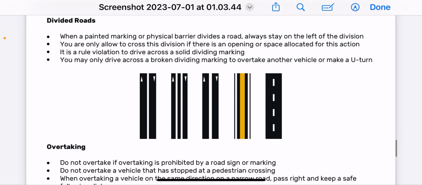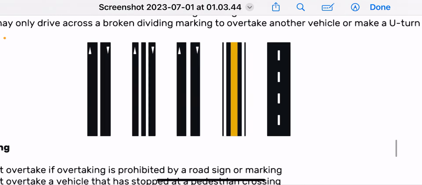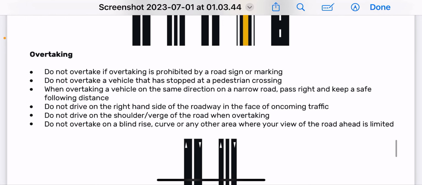So there are your markings, right? And then the rules with regards to overtaking. Do not overtake if overtaking is prohibited by a road sign or marking. If overtaking is prohibited by a road sign or marking, do not overtake. Do not overtake a vehicle that is stopped at a pedestrian crossing. Straightforward. A vehicle that is stopped at a pedestrian crossing, you do not overtake.